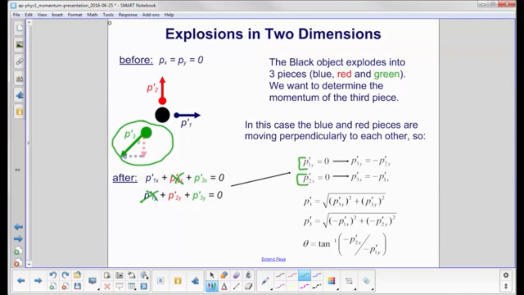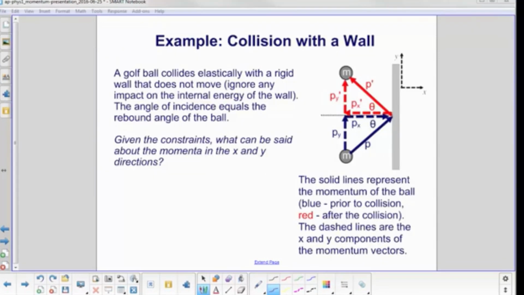The whole idea is for math to serve physics and not the other way around. A golf ball down here collides elastically with a very rigid wall and moves off in that direction. We're going to assume that there's no internal energy change of the wall; it doesn't move, it's very massive.